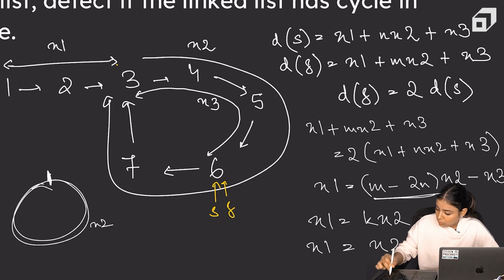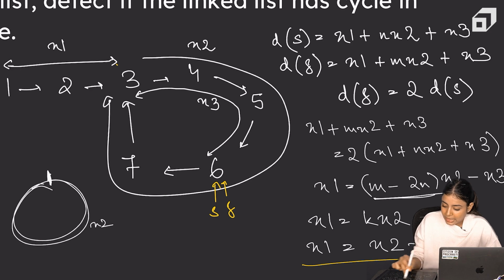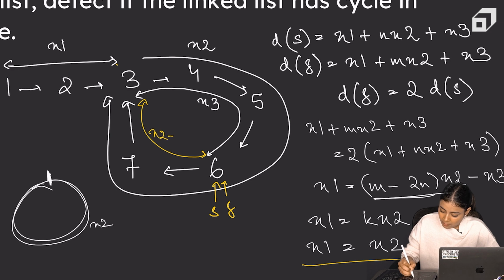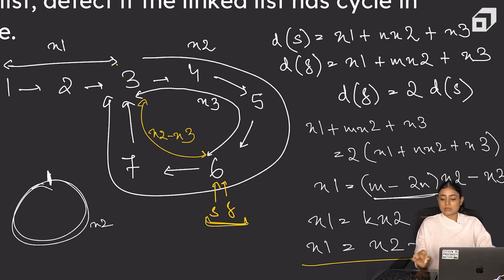Now this is what proves our Floyd's algorithm. It says x1, which is this distance, is equal to x2 minus x3. And what is x2 minus x3? This distance is x2 minus x3. Basically, the distance between the point where slow and fast meet and the point where the cycle starts. So x1 is equal to x2 minus x3, and this is your Floyd's algorithm proved.